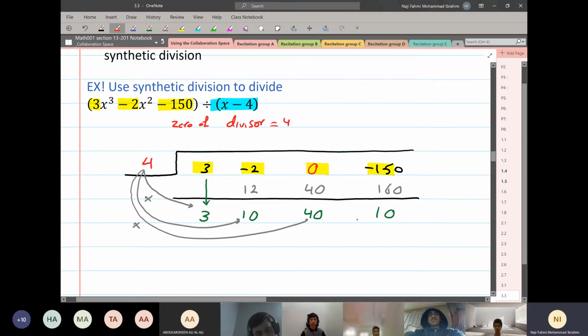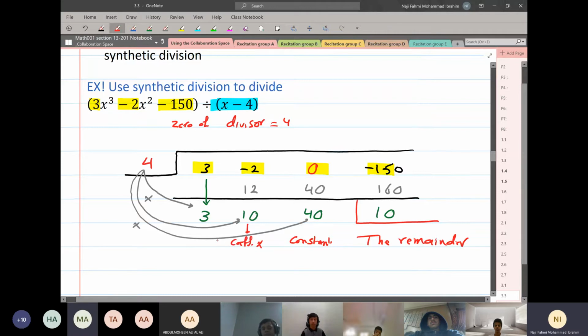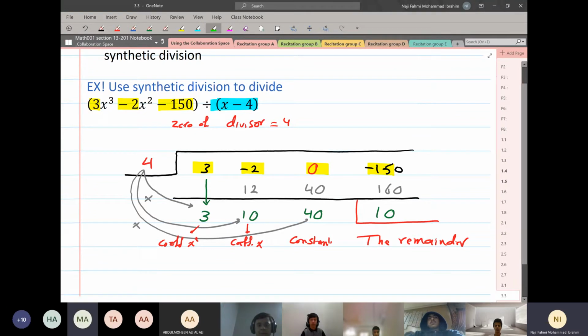This last number here, we say this is the remainder, not reminder, remainder. The 40 is the constant. This 10 is the coefficient of x, and the 3 is the coefficient of x squared. So this thing here is our quotient.